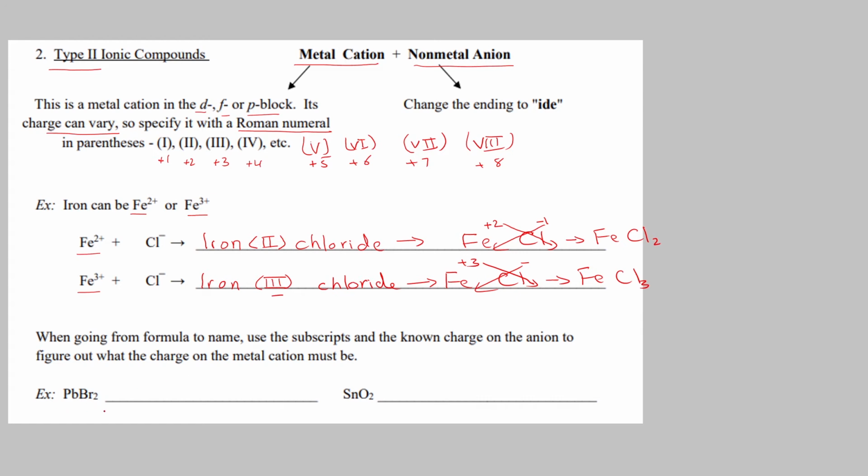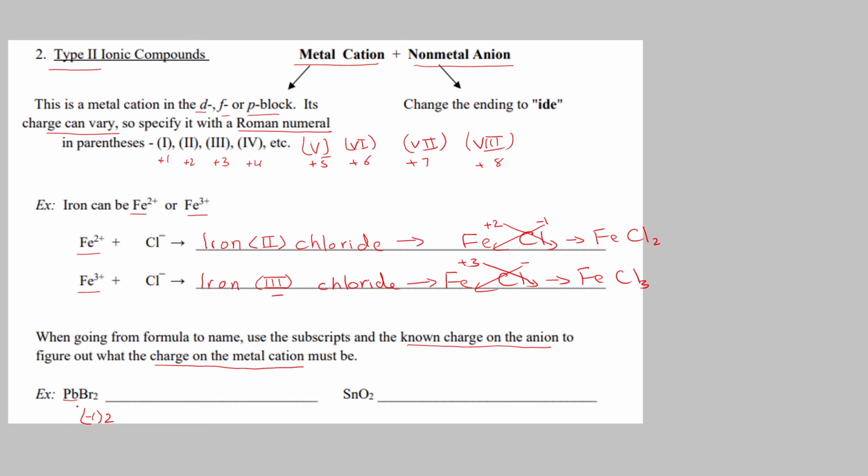Let's do this example. Sometimes to find the charge of the metal with variable charge, we have to do a little math. So we will start with the known charge on the anion, and figure out what the charge on the metal cation should be. So the anion we have is bromine. Bromine always has a -1 charge. We have 2 bromines, so the total charge on the bromine will be -1 multiplied by 2.